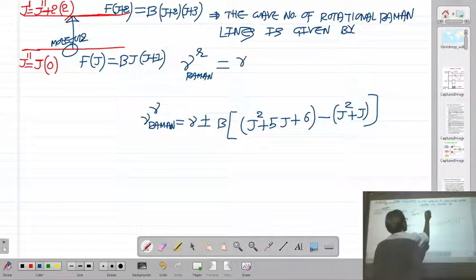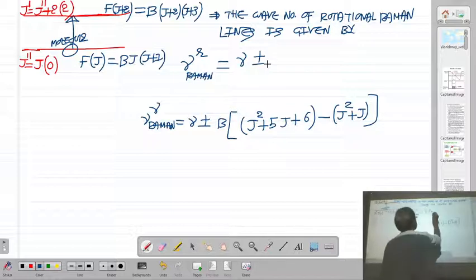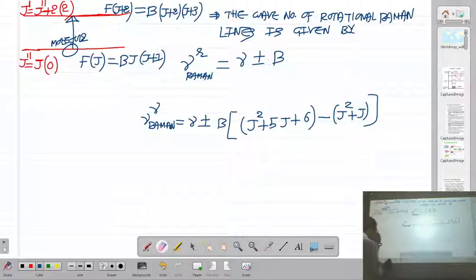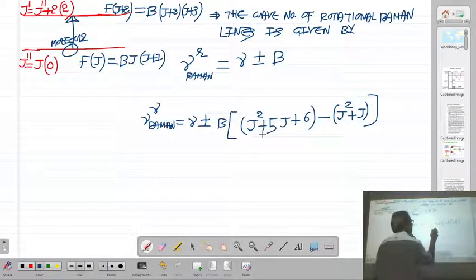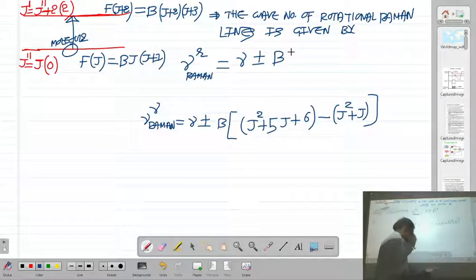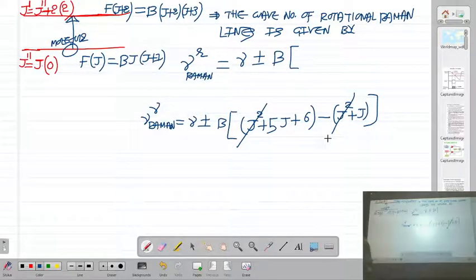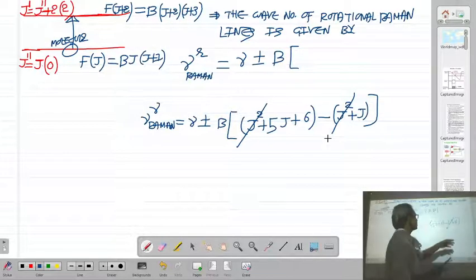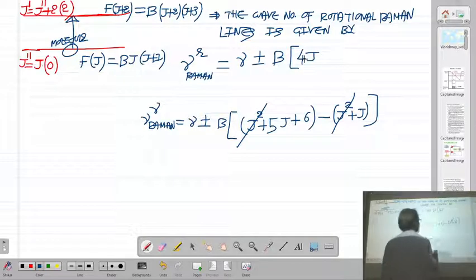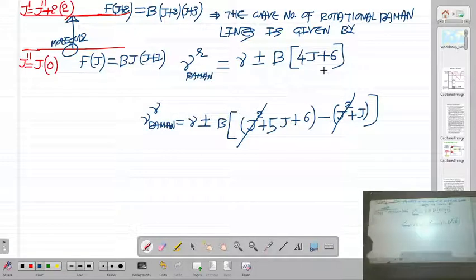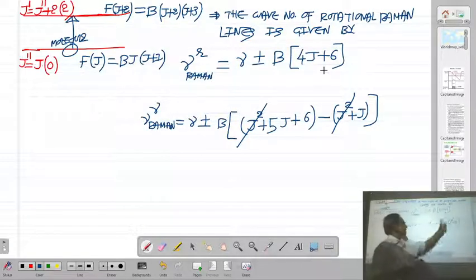nu plus or minus b. Yes, see, this is 5j, this 5j minus j will be 4j, so b into... yes, see, this j square minus j square is cancelled out, 5j minus j will be 4j, plus 6. Right, so nu plus or minus b, j square minus j square is cancelled, 5j minus j will be 4j plus 6.